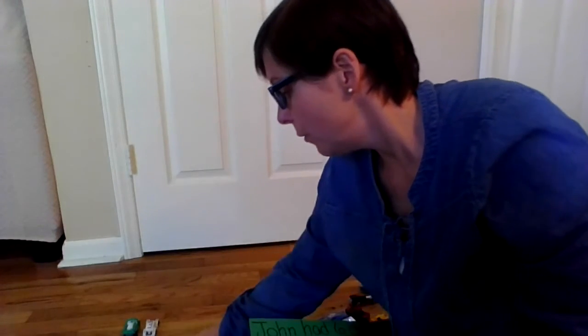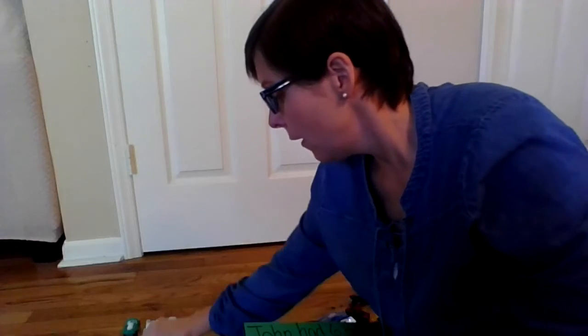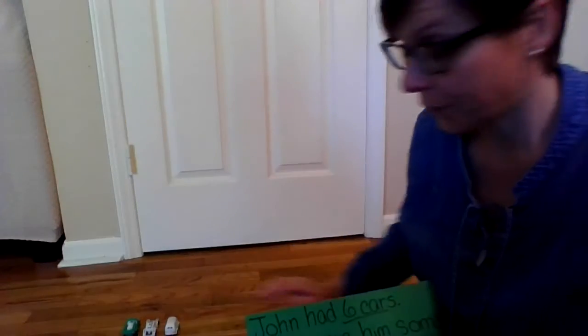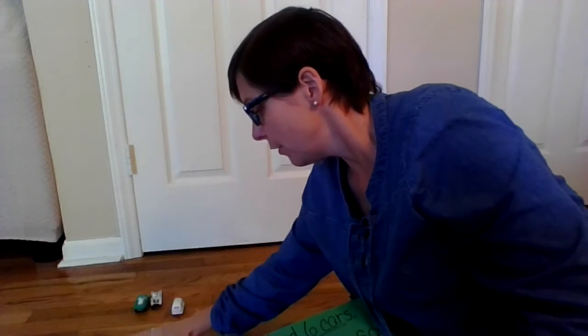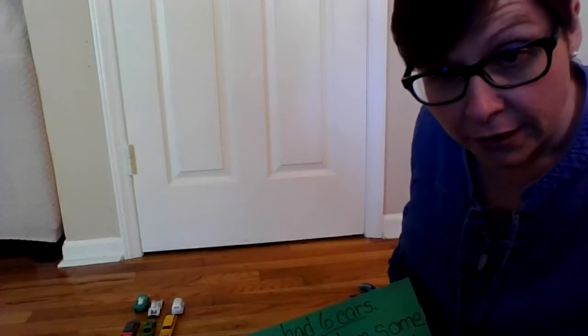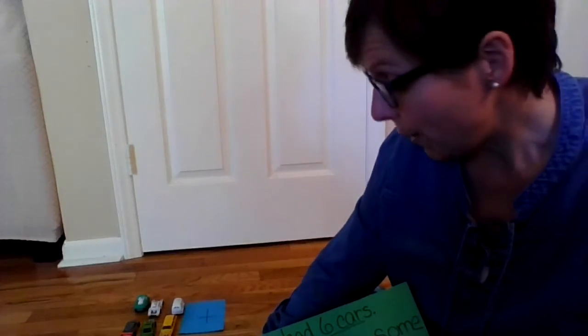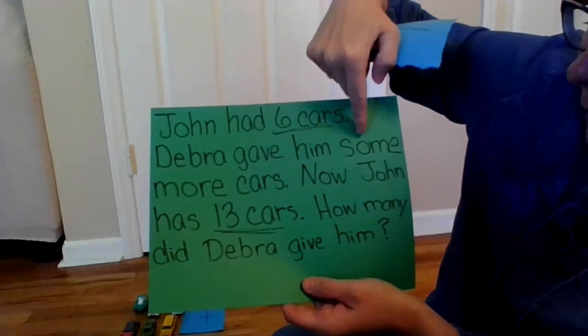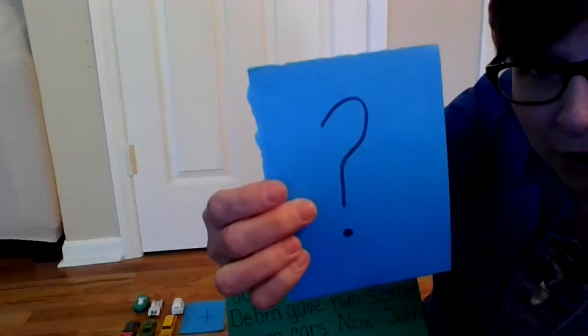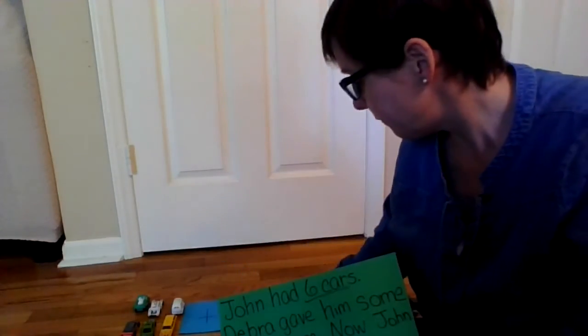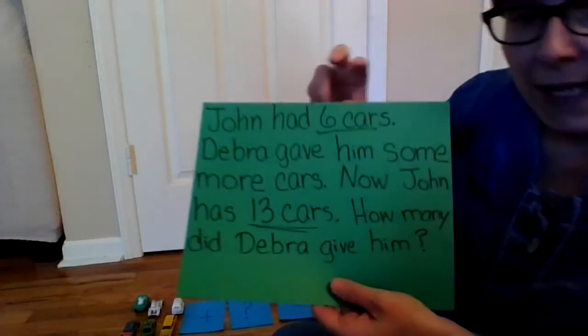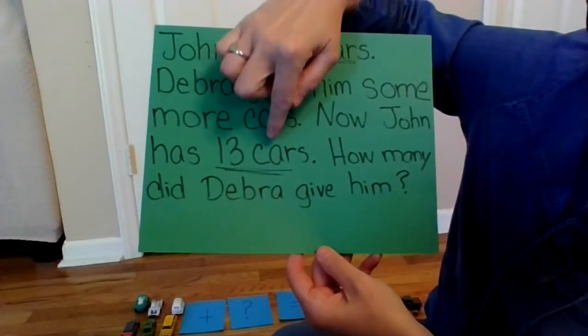First, John had 6 cars. 1, 2, 3, 4, 5, 6. Let's move that a little bit further so you can see it. So John had 6 cars. We're adding, but we don't know how many we're adding because it just says that Deborah gave him some more cars. So we're going to put a question mark next because we don't know how many she gave. And then equals, in the end, when it was all done, John has 13 cars.